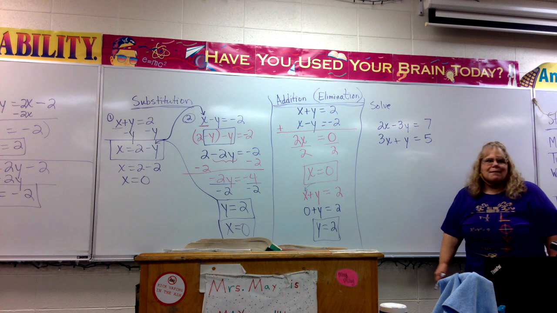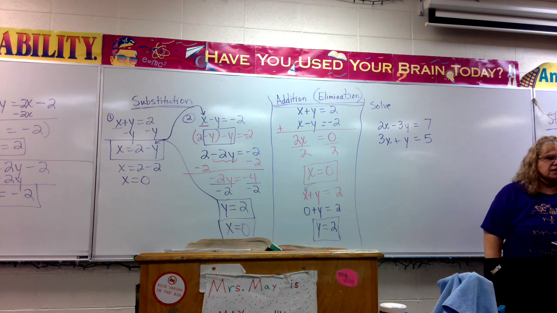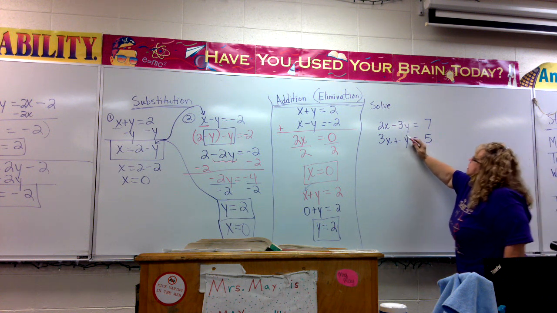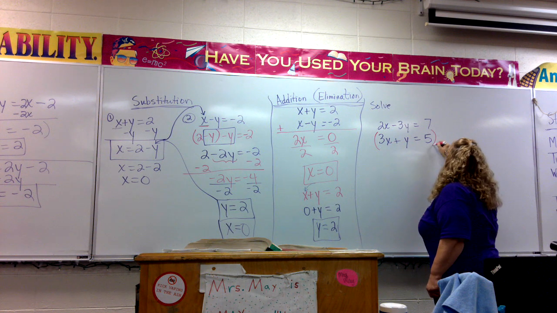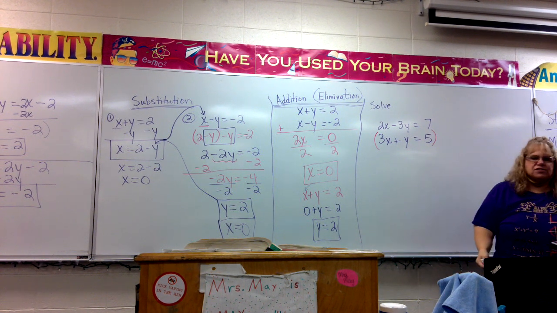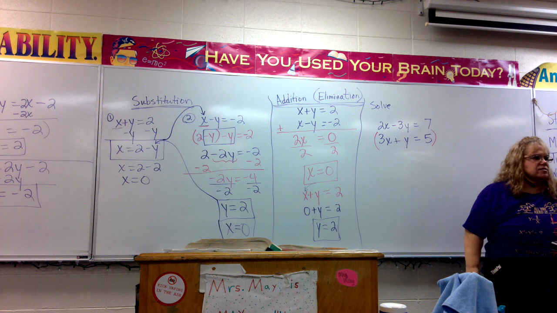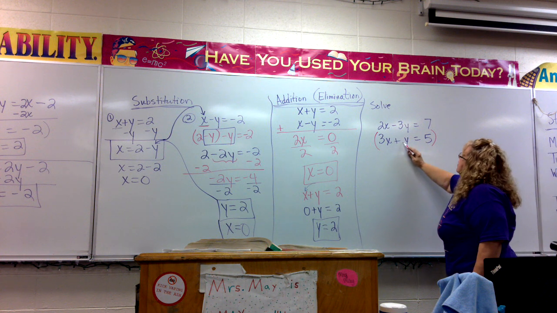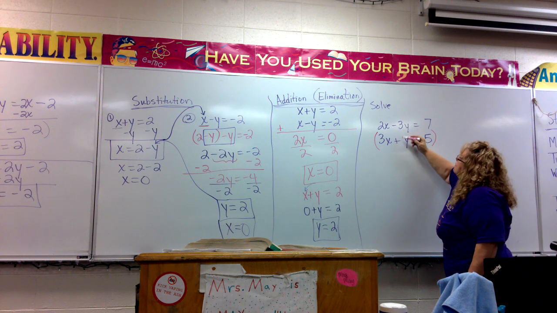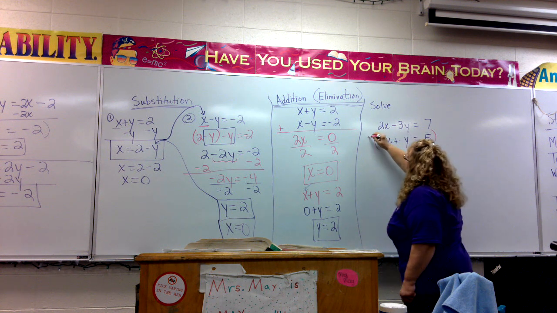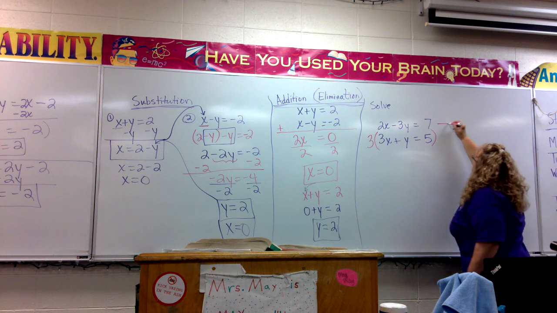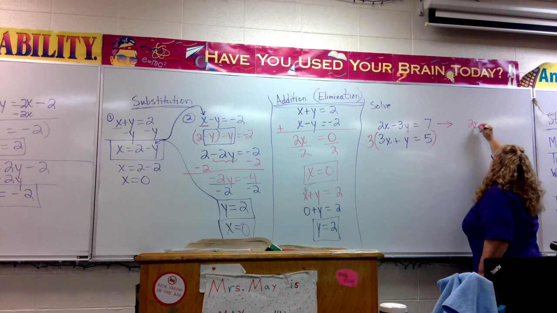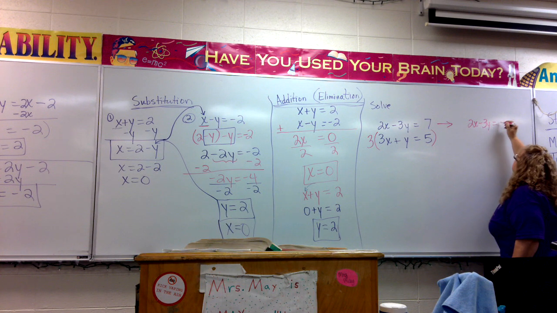How would you make them opposites, Caleb? You know what I would do? See this negative 3 right here? Remember, you're allowed to multiply or divide or add or subtract as long as you do it to both sides. Well, what would I multiply by then? To make these opposites? I would multiply this whole equation by 3. Leave the top one alone. So 2x minus 3y equals 7.